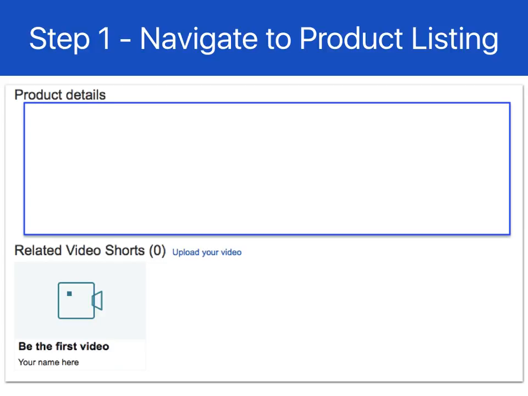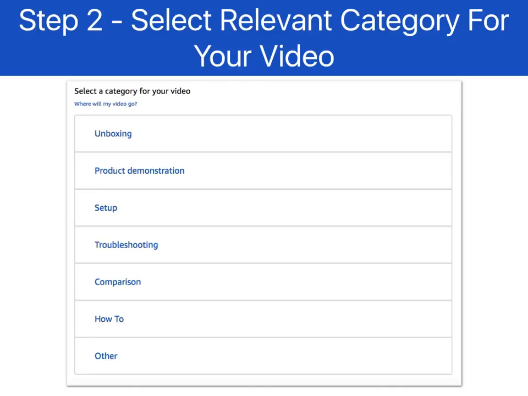So I've censored the product details information here for privacy purposes. So in step 2, you need to select the relevant category for your video. So Amazon will prompt you for video category, and these are the 7 types of categories to select from.